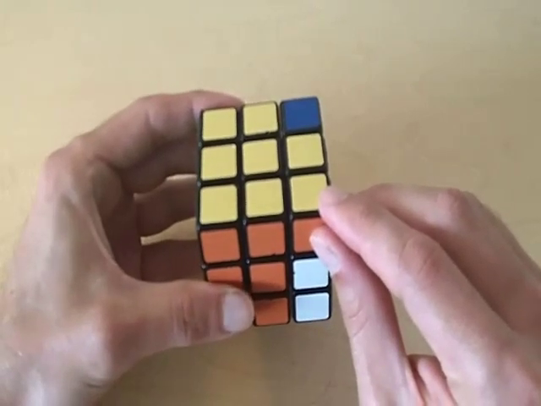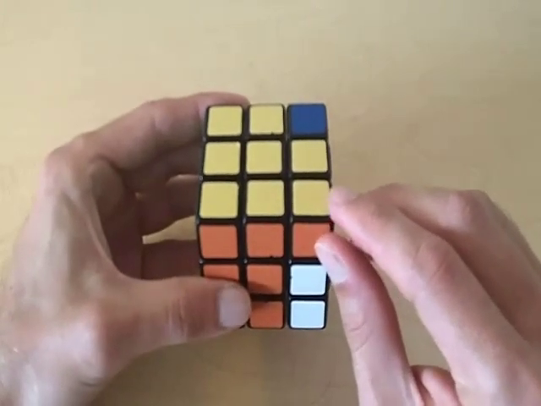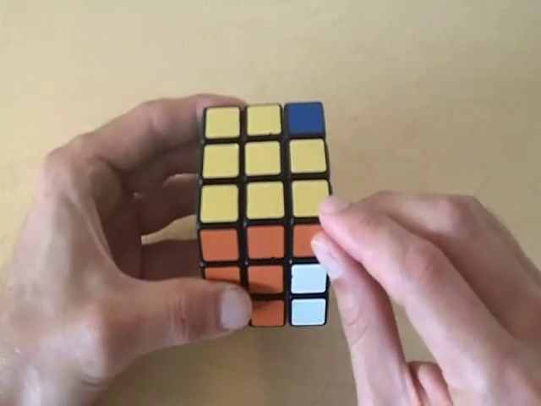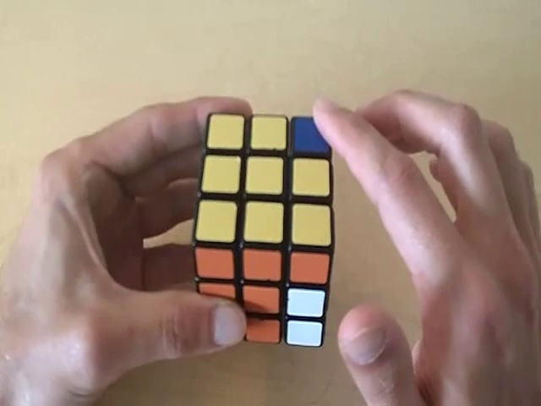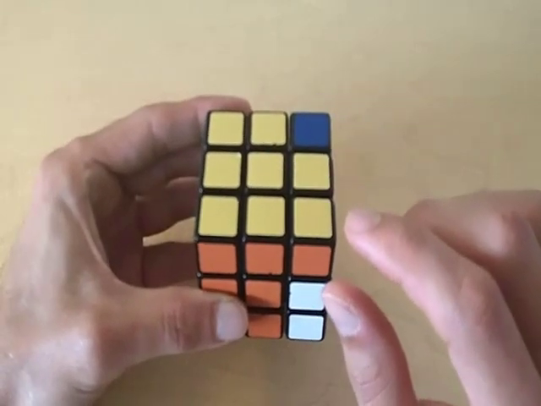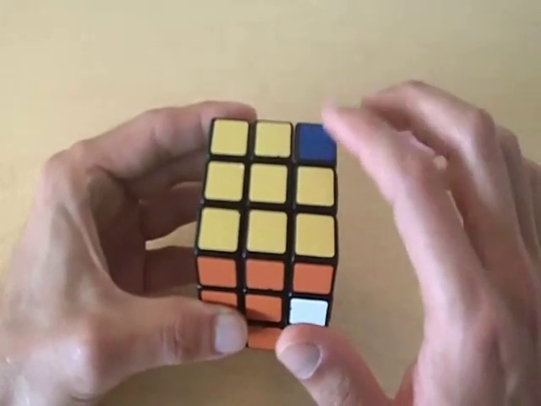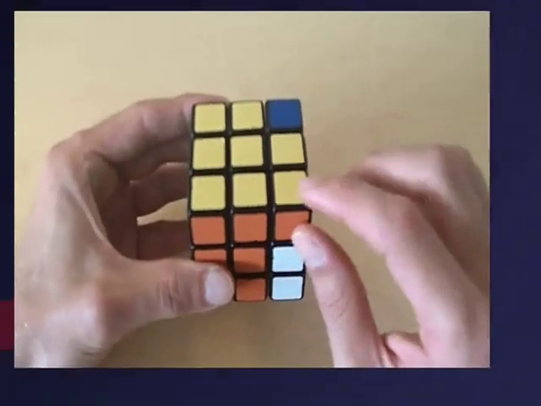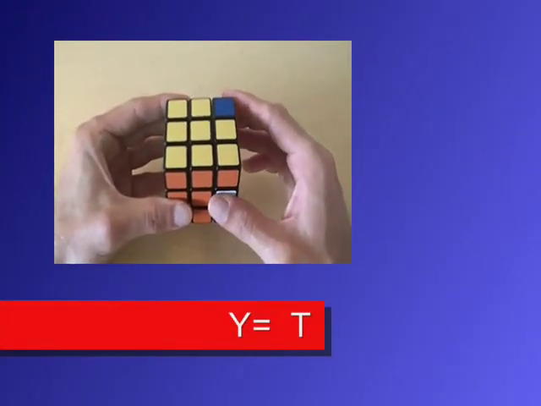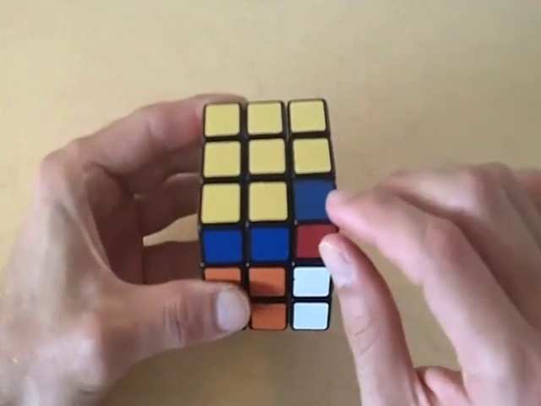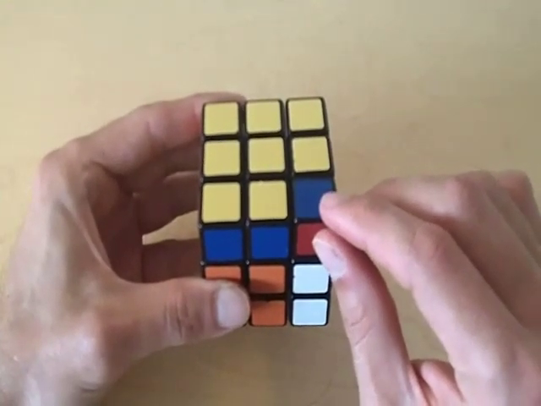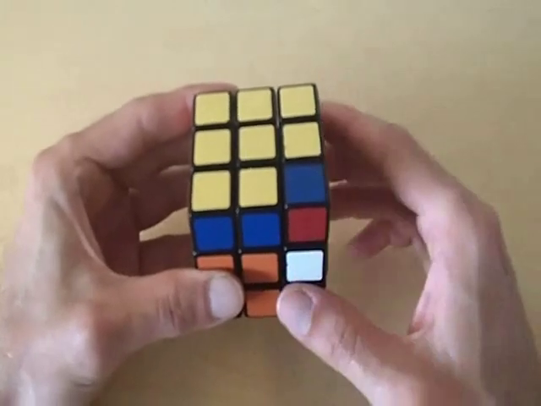Now I'm going to do the next part of the formula, which is y. Y is always one move that replaces this piece with the other piece that's in the top layer. So my y is just one move that replaces this piece with the other piece in the top layer. In order to replace this piece, I just need to rotate the top side clockwise, and now I have replaced the piece that was here with the other piece.